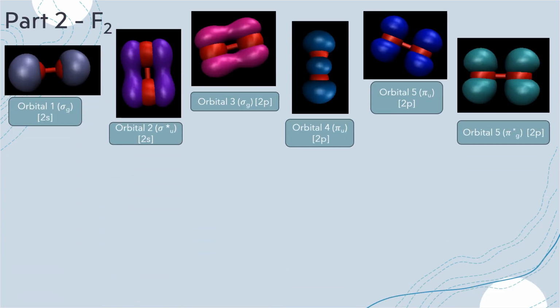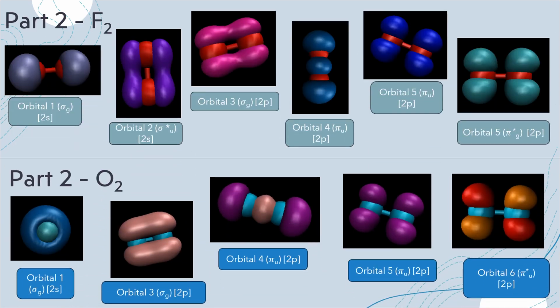In comparison, however, fluorine and oxygen have 6 different molecular orbitals, and out of those 6, only one is different, which is the sigma g for the 2s, which is seen here, whilst the rest share the same shaped orbital, suggesting there's similar overlap.